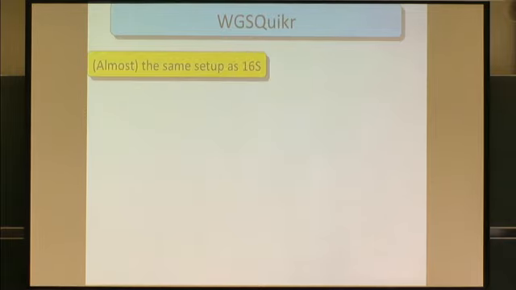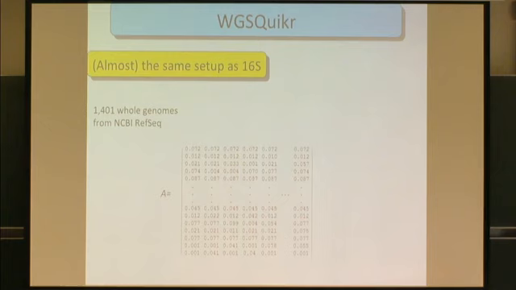Whole genome shotgun, because everything's moving to whole genome shotgun. This is the technology that we want to be using. It's almost the same exact setup as 16S. In this case, our k-mer training matrix is going to be using whole genomes. There's something like 2,500 whole genomes in NCBI's RefSeq whole bacterial genomes, and about half of those are just strains of other ones that are in there too.